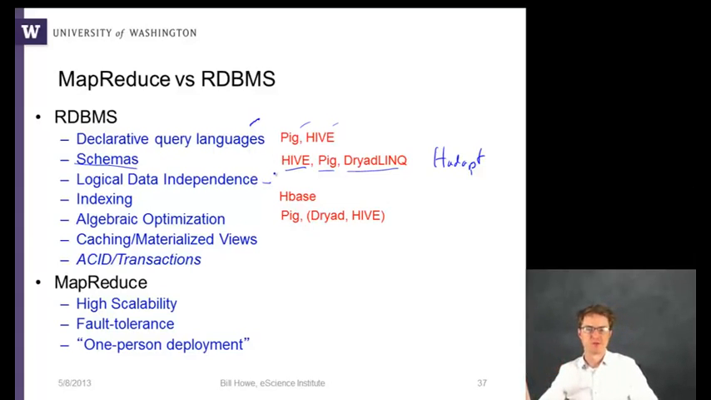Fine. Logical data independence. This you don't actually see quite so much. This is the notion of views, right? Does the system support views or not? And you haven't seen quite as many instances of Hadoop-like systems that support views, but I predict they'll be coming.